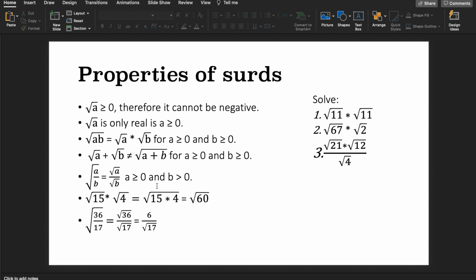Now I have solved a few examples here. Square root of 15 into square root of 4, we know this one, it's this property. Now we can multiply these two, meaning it's square root of 15 into 4, that is square root of 60. We can simplify this further, but we'll just leave it like that. And then we'll solve this also: square root of 36 divided by square root of 17. Because of this property, that would be 6 divided by square root of 17.